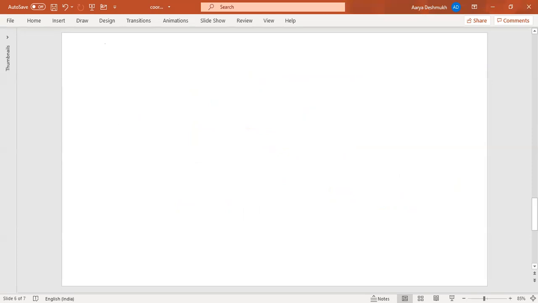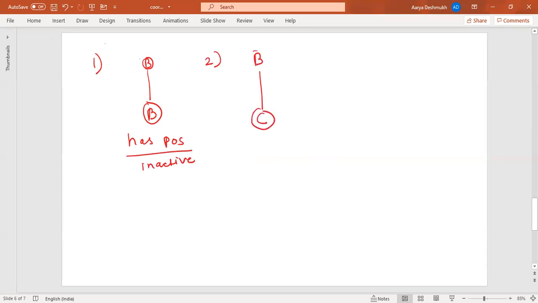For this type of complex, remember, this is also B, B, B. If these two are the same, this will have a plane of symmetry, so optically inactive. This is the first trick. Second one, B and C: if the two are different, again it will have a plane of symmetry, so again it will be optically inactive.